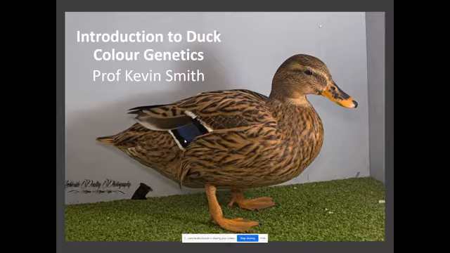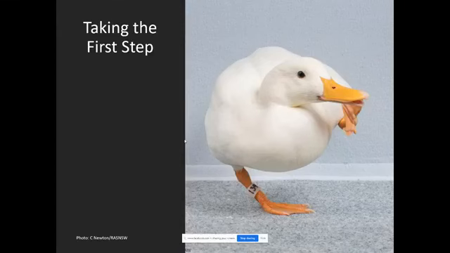And in some of the cases where they've got it a little bit wrong, an understanding of the basic genetics would help. So what tonight is about is really taking the first step to understanding duck genetics. So just like the white mallard here, we're about to step into the world of duck genetics.